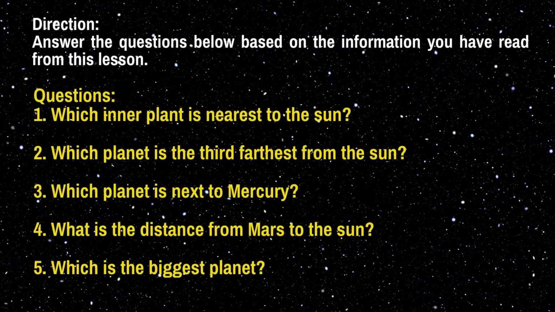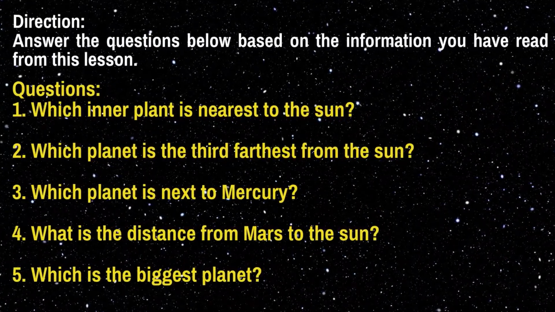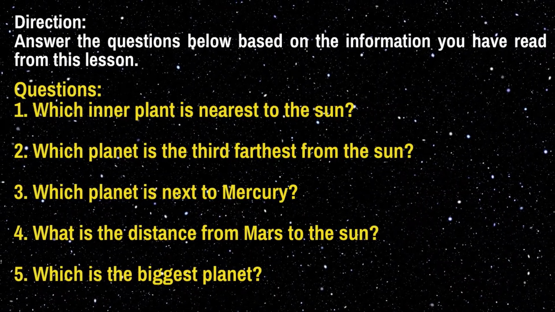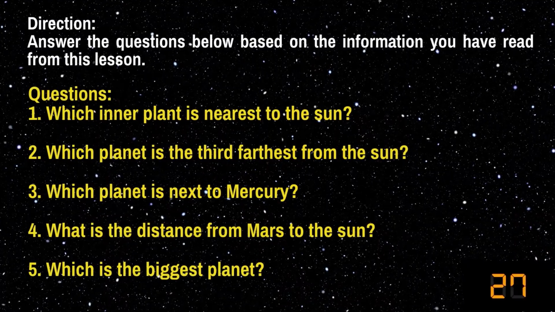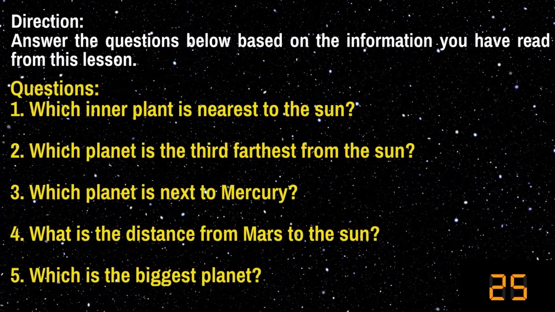And now, let's move on with learning task 3. Learning task 3 is giving questions like this. Now, we have the questions 1 to 5. Which inner planet is nearest to the sun? Which planet is the third farthest from the sun? Which planet is next to Mercury? What is the distance from Mars to the sun? And which is the biggest planet? So all you have to do is to answer these 5 questions for a few seconds. Let's do this.